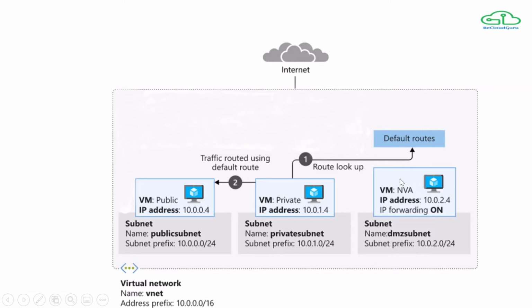Also, before we jump into the portal, one thing we need to remember is that it is recommended that your NVA, the network virtual appliance, be deployed in a separate subnet rather than the subnet in which the virtual machines whose traffic it is going to be routing are. So it should be in a different subnet. If it is part of the same subnet, then it can cause routing loops. So let's jump into the portal and configure the user-defined routes.